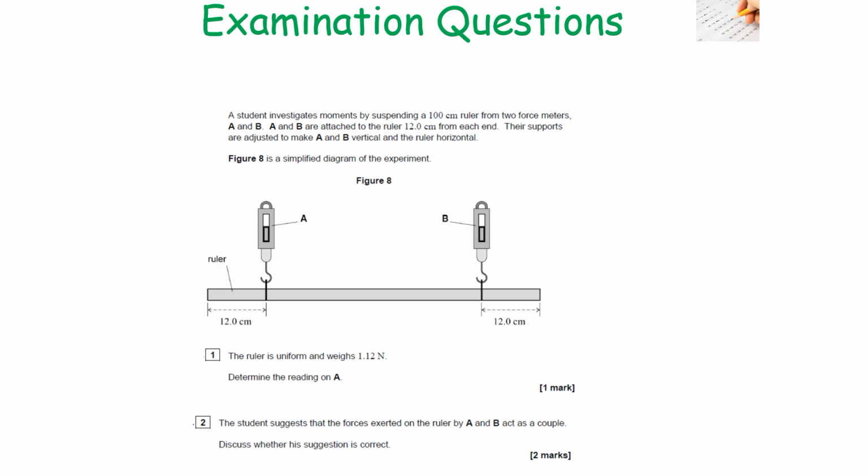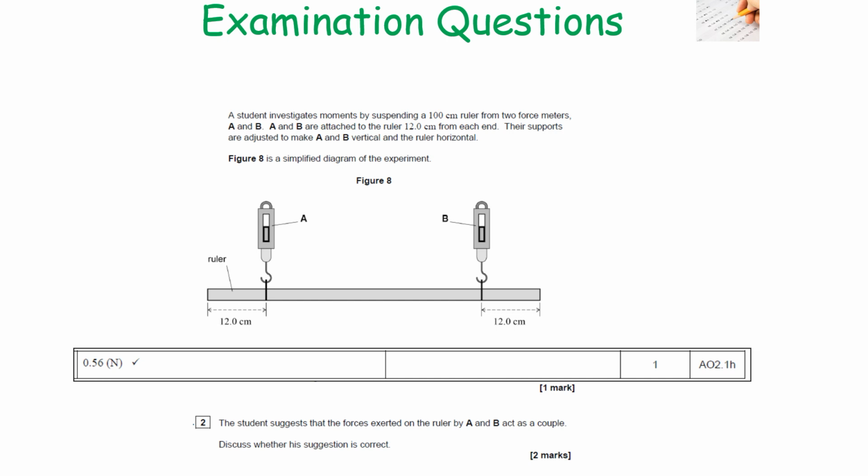Right, now the first thing you've got to remember is if you've got a suspended system and you're looking into moments and it's at equilibrium, there's two things you can remember. That the moments clockwise and anti-clockwise equal each other, but also the forces acting up and the forces acting down are equal to each other because it's in equilibrium. Now, what we know is that the force acting down is 1.12 newtons, so therefore the total force acting up must be 1.12 newtons, but there's two force meters, so it's divided between the two, so you get our answer to be 0.56 newtons.